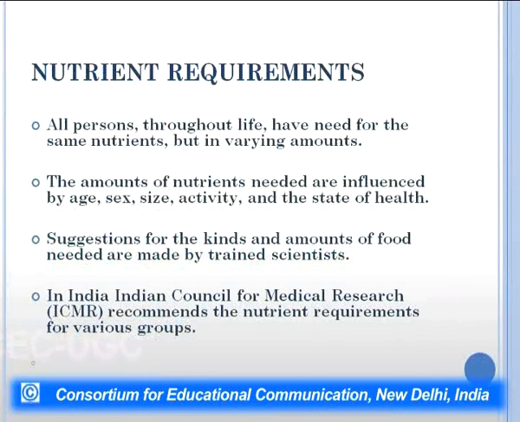So what are nutrient requirements? When we talk about nutrients, it doesn't mean that we need only protein or only carbohydrate. There should be a balance in the intake of nutrients. All persons throughout life have need for the same nutrients but in varying amounts.